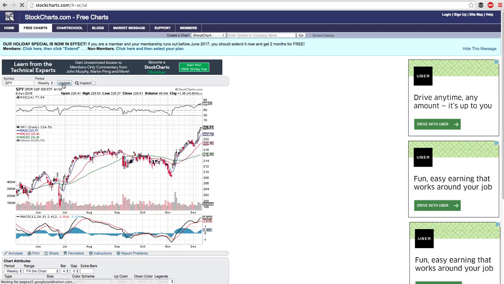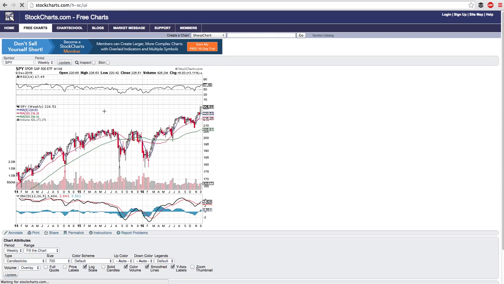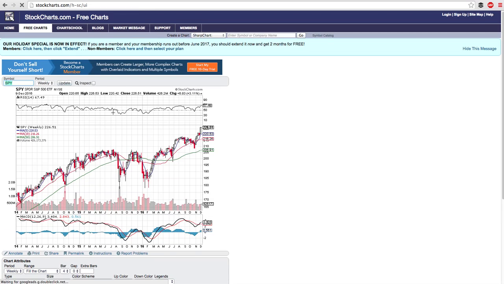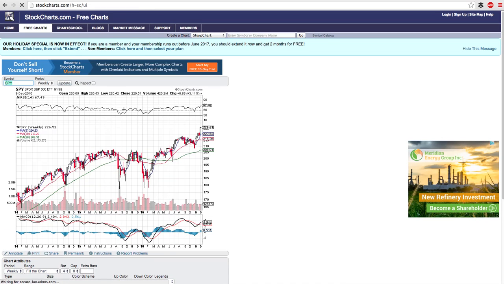To help get a better idea, let's zoom out to the weekly view, where things are a little bit more clear. That said, this still works on the daily chart. Really, as I said before, the key to moving averages is to look at the trend.